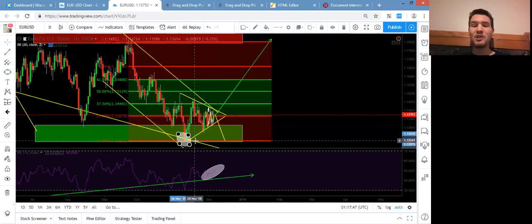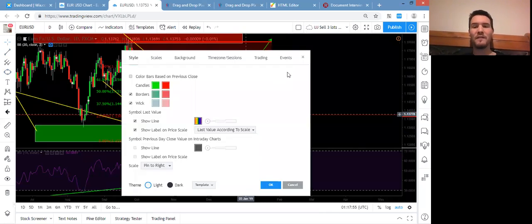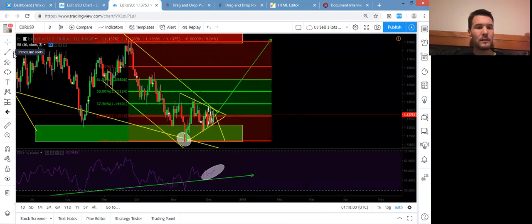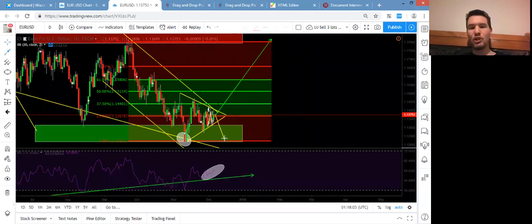So my expectation is one of two things will happen here. Either it's going to go down to the bottom of the support and retest the extreme level of that swing, and then it should go up from there and create a double bottom.